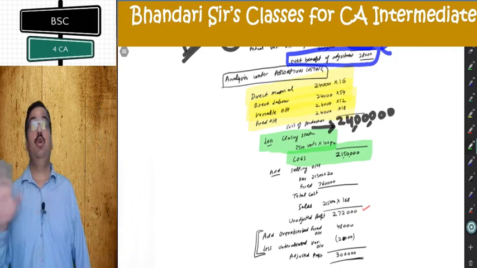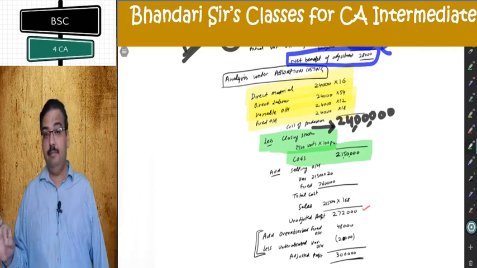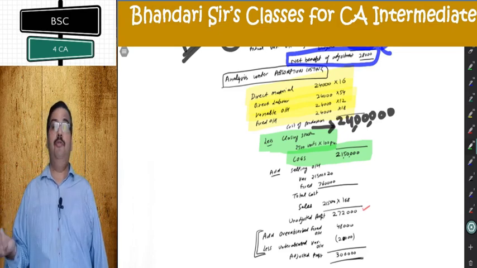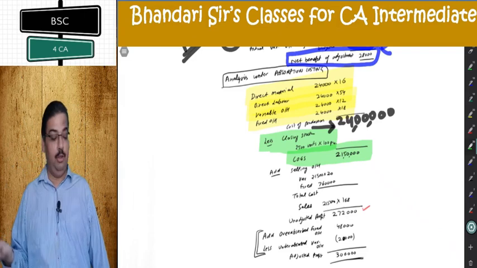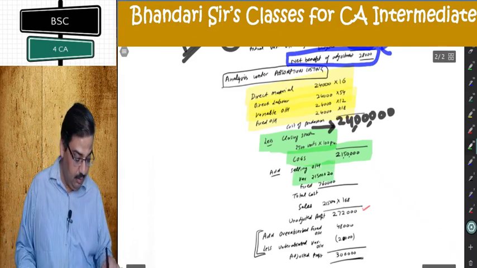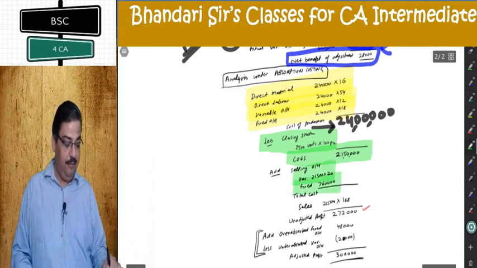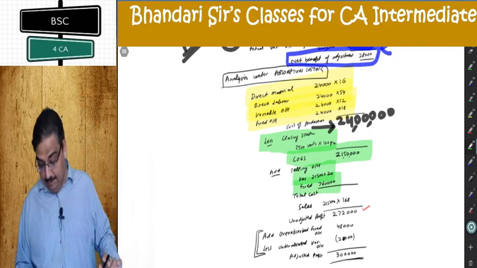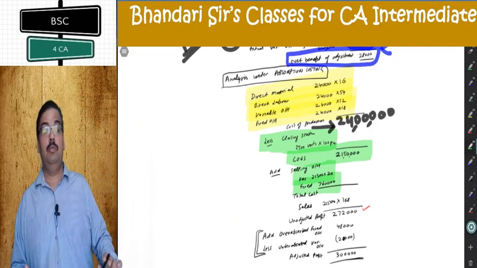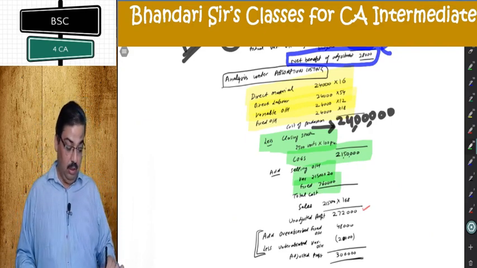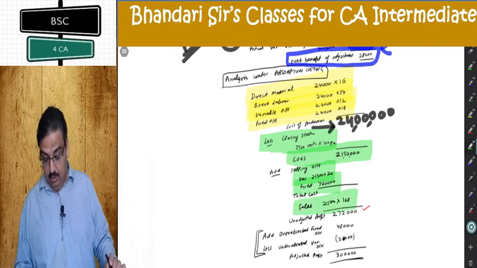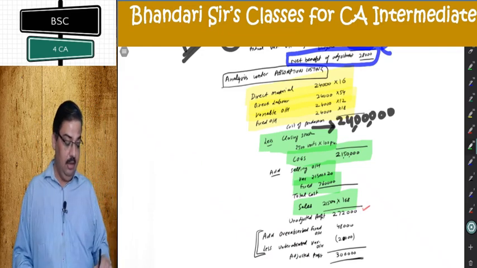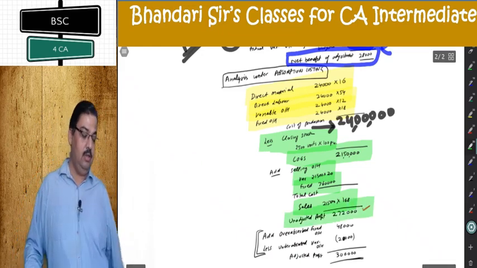Selling overhead are surely on the basis of sold units. Fixed, I put actual amount. Variable on the basis of sold units. 21,500 units into 20 per unit. Fixed is 7,60,000 as given directly in the question. Once you add, you will get total cost. Sale is same as earlier. 21,500 into 168. From there you get unadjusted profit.